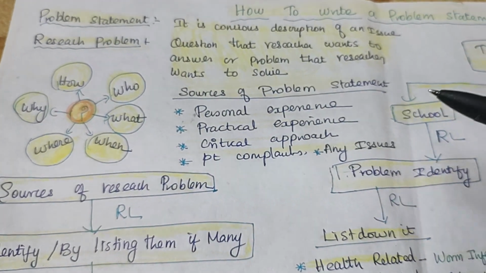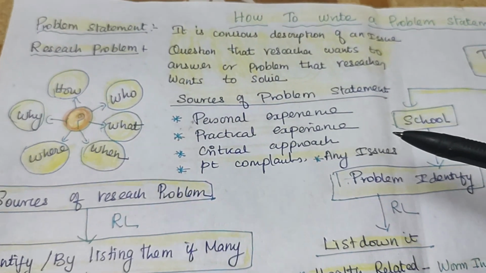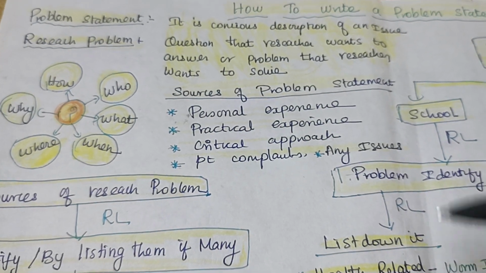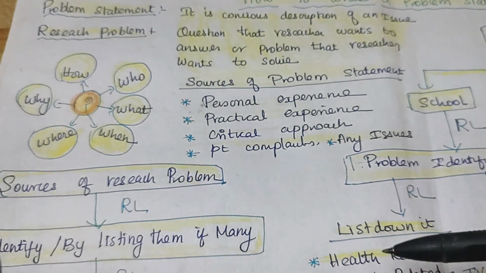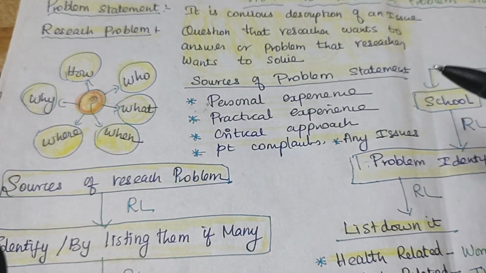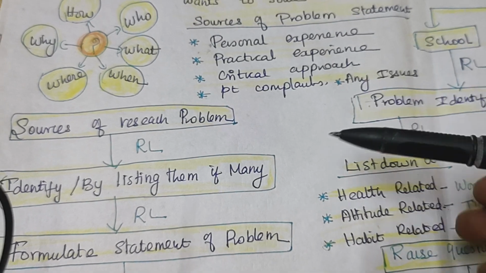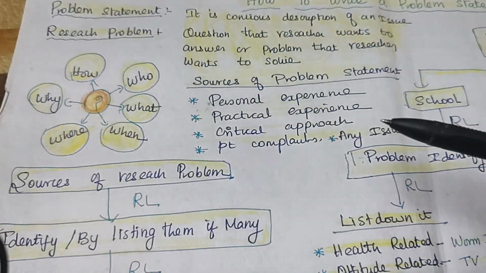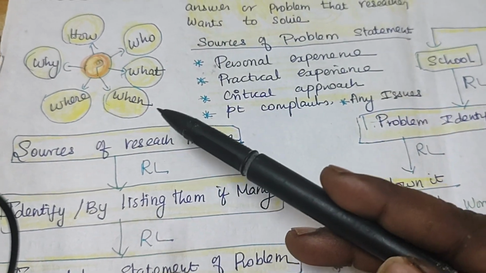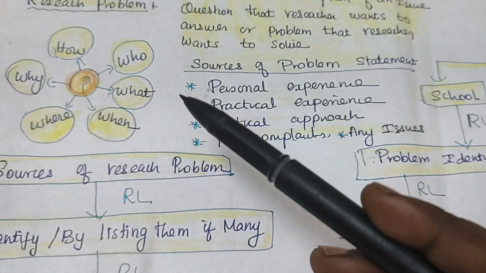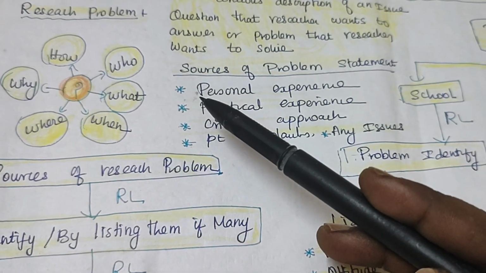What are the sources of a problem? Where do we get the source? Sources may be personal experience, practical experience, a critical approach, patient complaints, or any issue she faced in her own body, or in her own family, somebody suffering from cancer, so they want to do a study on cancer, or someone suffered from anemia. In the problem you have to ask questions: how is the problem, whom am I going to study, what am I going to study, where am I going to do it, what is the problem, why am I doing the study. You have to remember these things when making the problem statement.